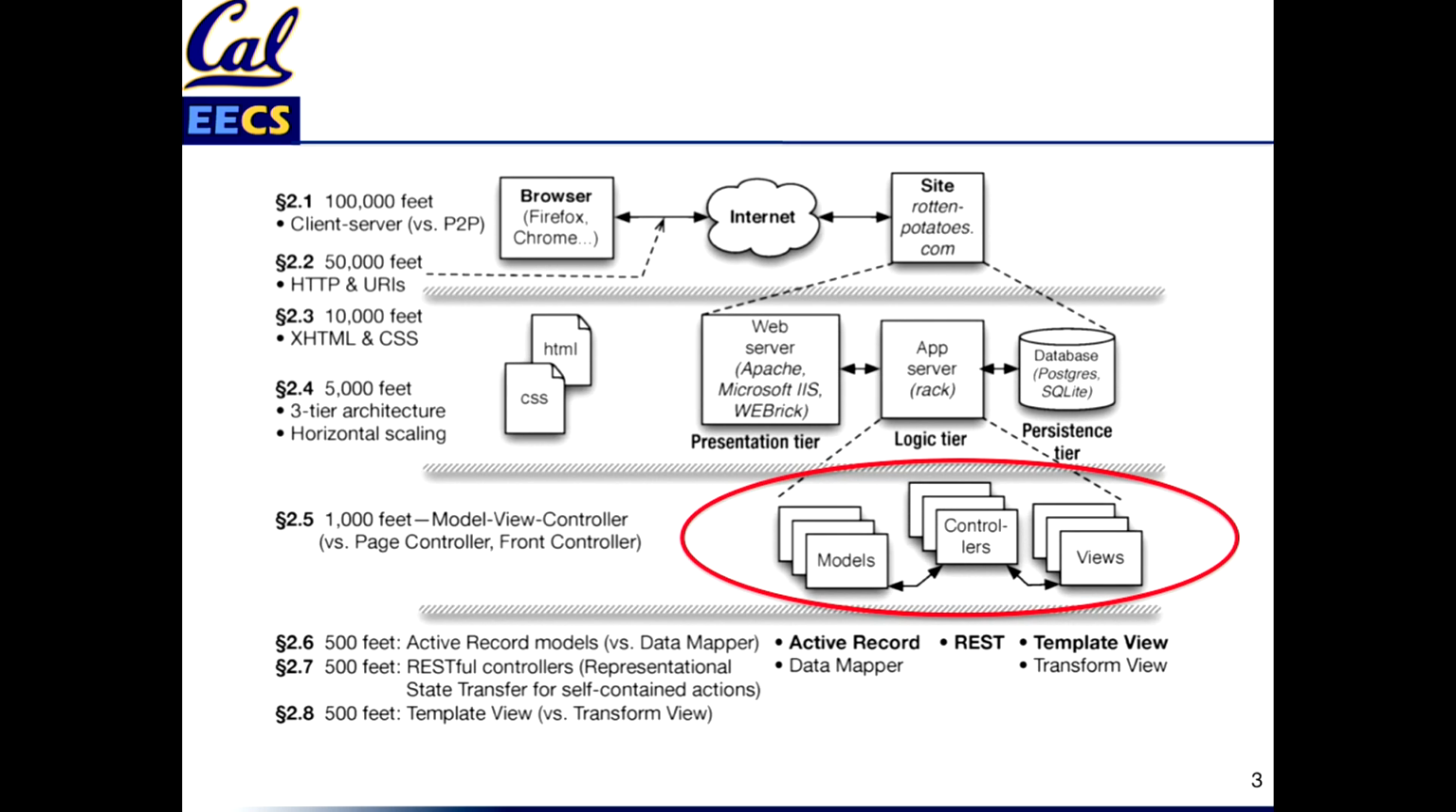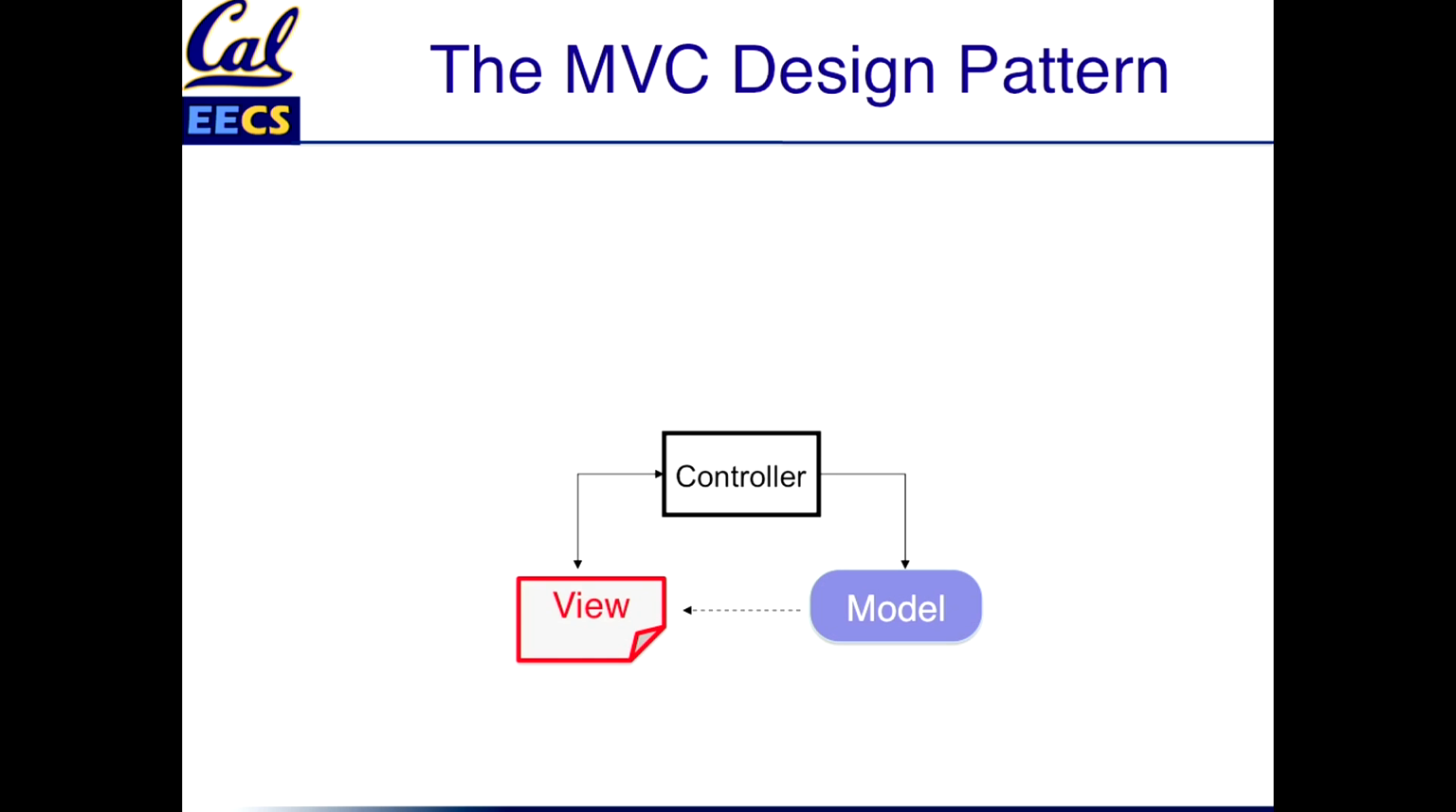And in order to do that, we're going to go back to our diagram. We already started up here. We looked at the client-server nature of web apps. We also looked at the fact that there are three tiers on the server side of a web app. And now we're going to dive into one of those tiers, into the app server. And we're going to see that Rails structures the app server according to a design pattern called Model-View-Controller. So what is that?